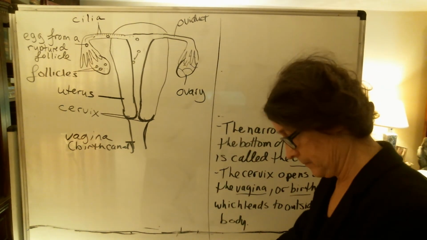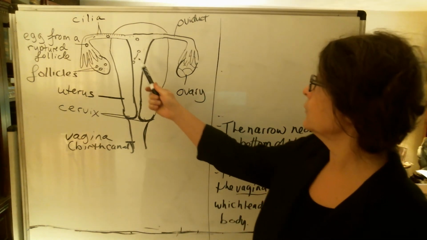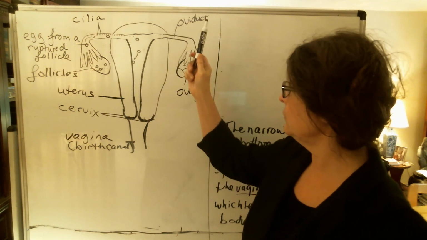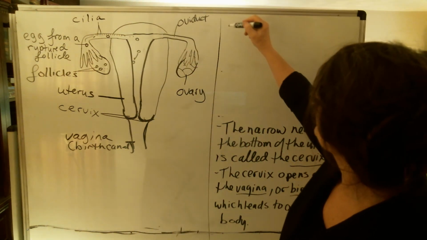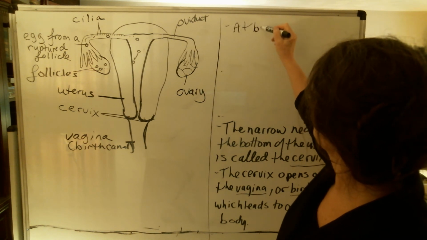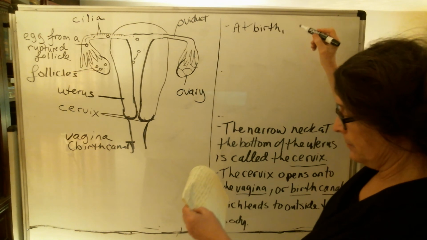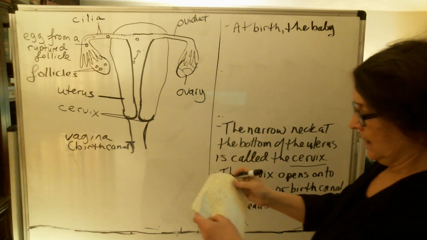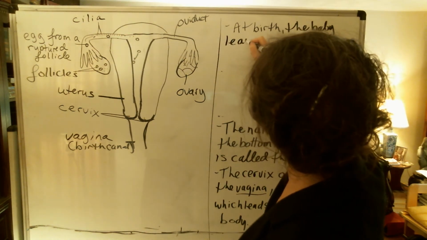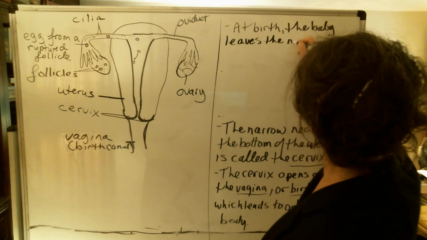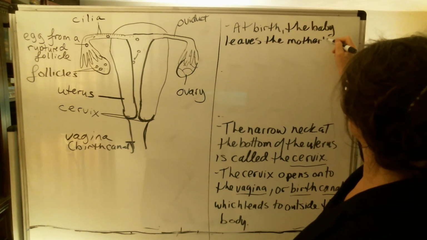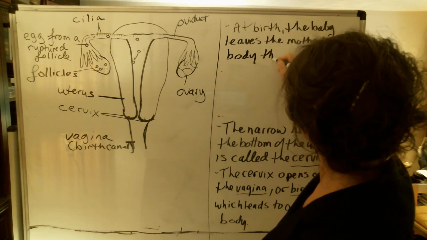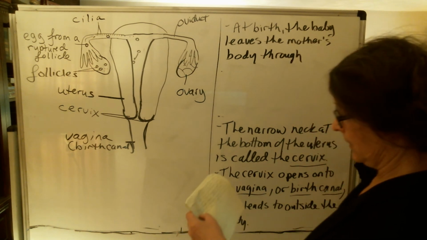So let's say that this actually winds up becoming a successful pregnancy that gestates to term. Then what will happen is this. At birth, the baby leaves the mother's body through the birth canal.